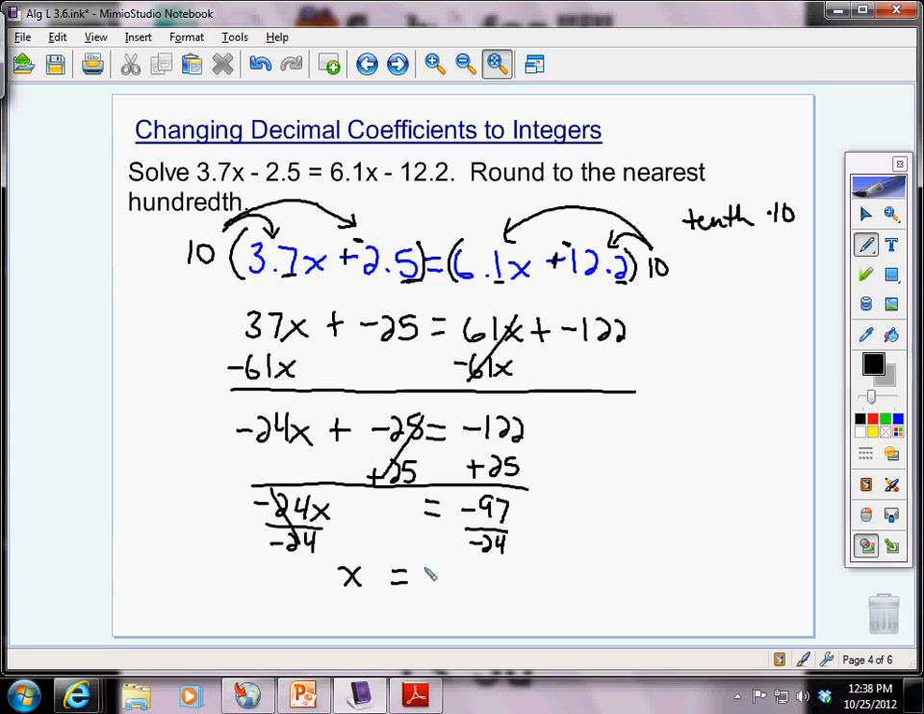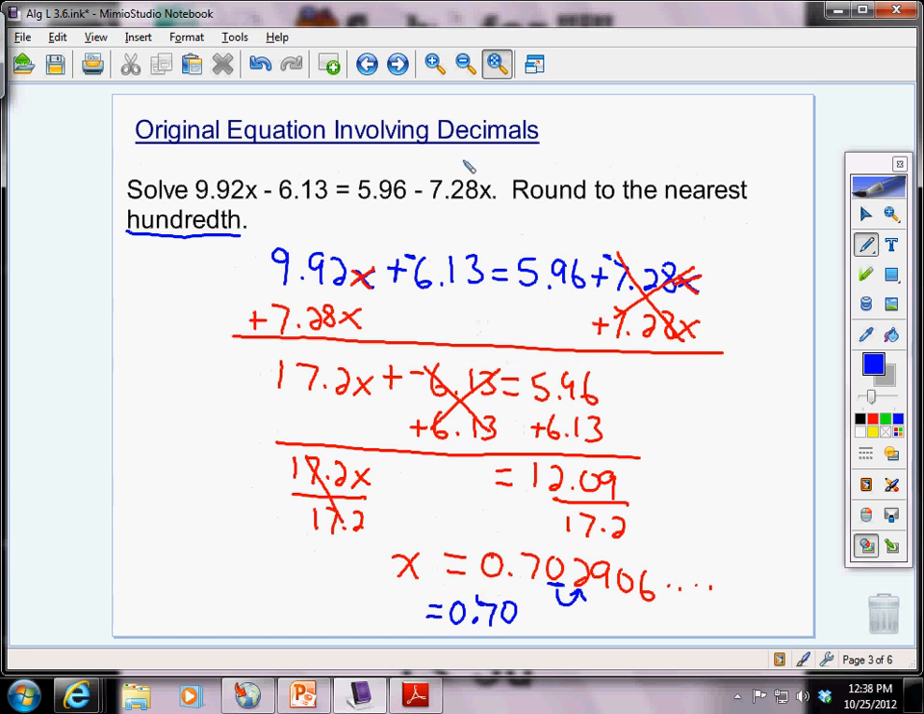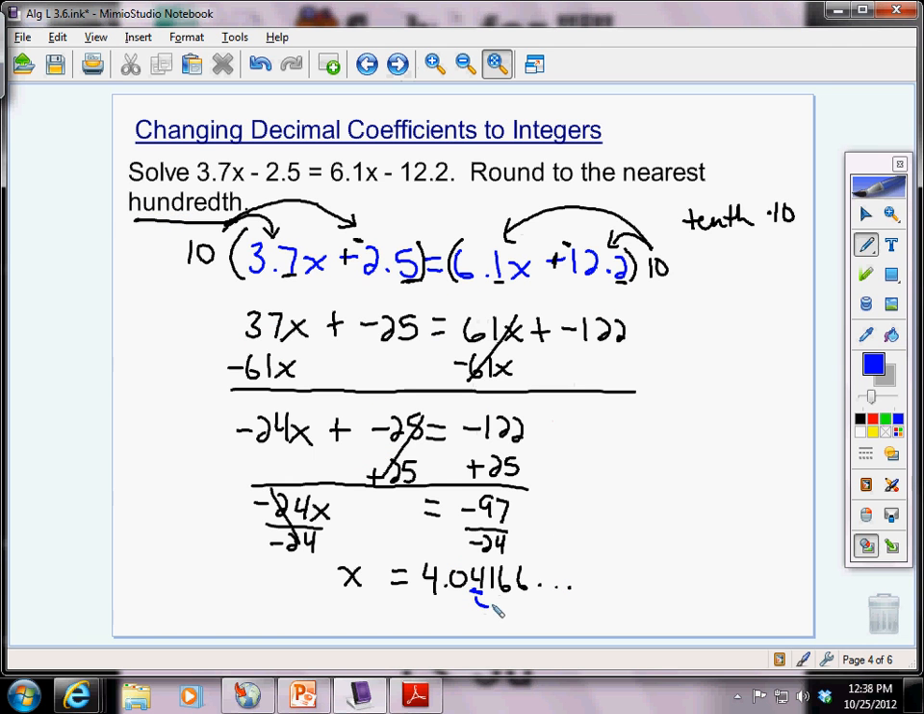And again, we get 4.04166 dot dot dot. It tells us to round to the nearest hundredth. So we have our tenths and our hundredths. We look at our 4. Oops, I apologize for that. Check out the digit behind it, which is a 1. Since it's a number less than 5, we keep it at 4, and our solution ends up being x equals 4.04. And actually, we probably should say x is approximately equal to 4.04.